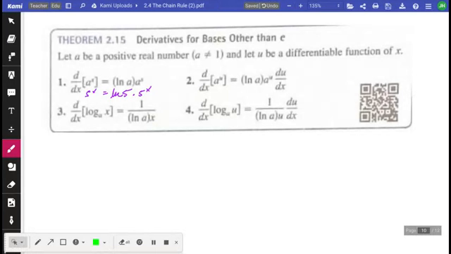The derivative of e to the x is just e to the x because it's natural log of e times e to the x, and natural log of e is just 1. So you don't have to write that part. Okay.